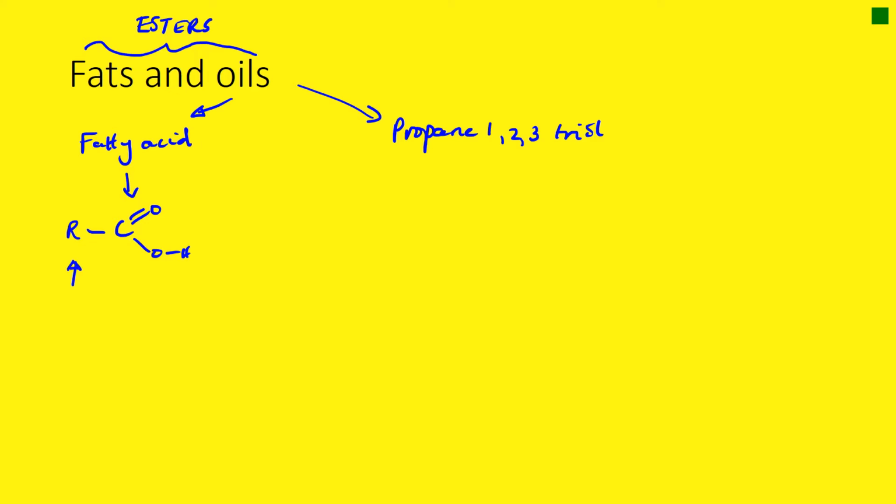But the R group on the fatty acid is going to be long. It's going to be about 18 carbons long, and they can be saturated, i.e. they don't have any double bonds, or they can be unsaturated, in which case they do have a double bond. And the most common one is stearic acid.